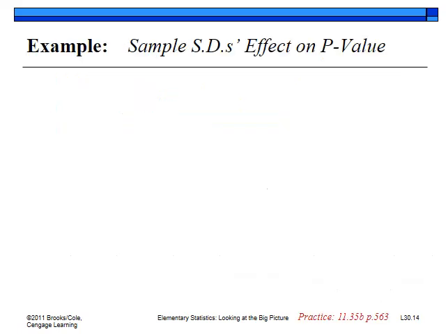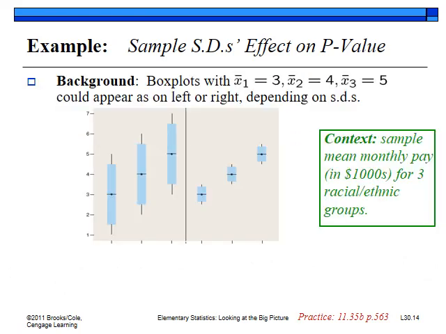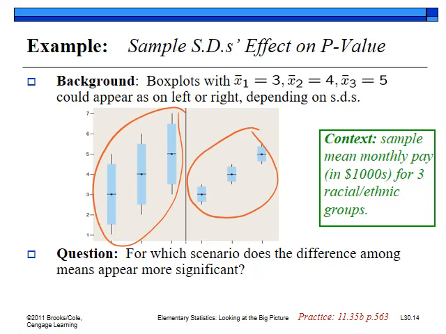Let's look at those spreads. Remember, when we compare side-by-side box plots, here we have three categories. The box plots on the left side of the bar, that's the ones over here. We want to compare those to the three on this side. Notice that the three on the left have the same means as the three on the right, so the same centers. What's different is the spreads. For which of these scenarios, the one on the left or the one on the right, do you feel like the difference among the three means is more significant?